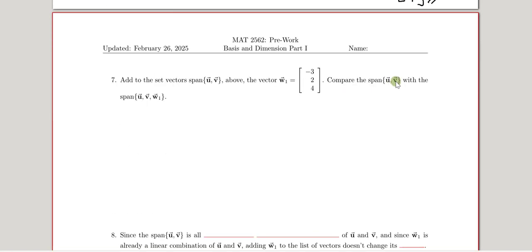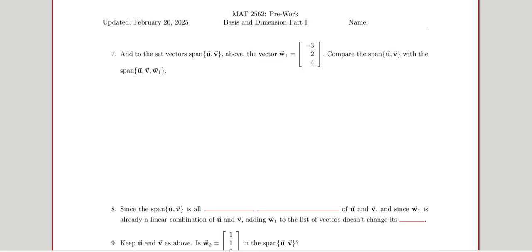Okay, let's do a little bit more work with that. Let's take this span of U, V. We'll use the same U as before. So from the previous page, we had U equal to (3, 2, 0), and V from the previous page was (0, 2, 2). And so we before talked about the span of U, V. Let's take this new vector, W1, and let's create the span of U, V, W1 and see what we get.